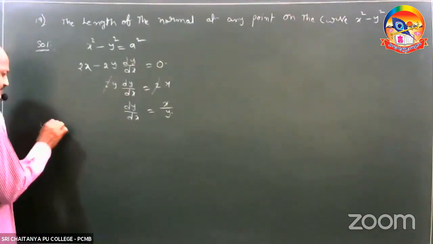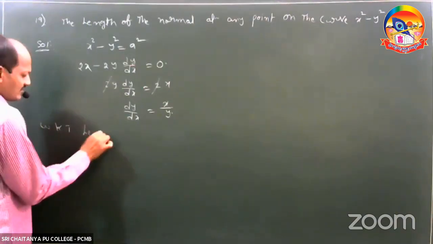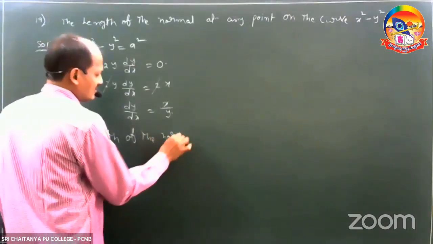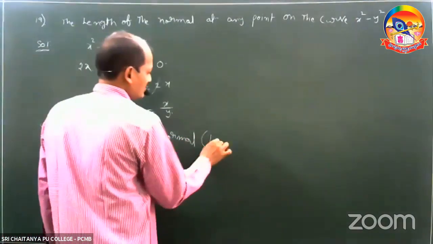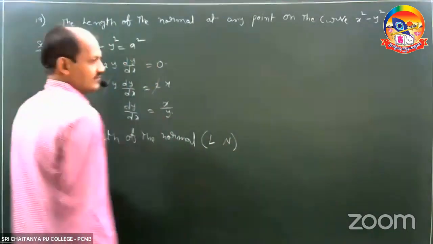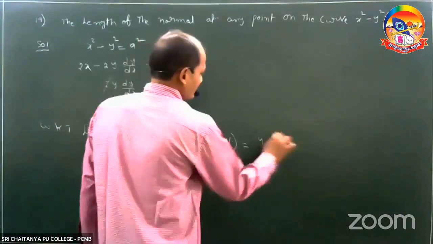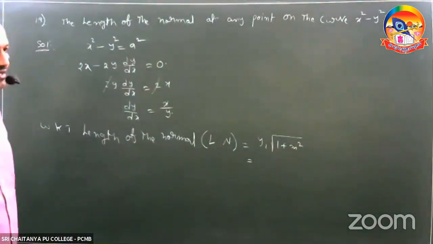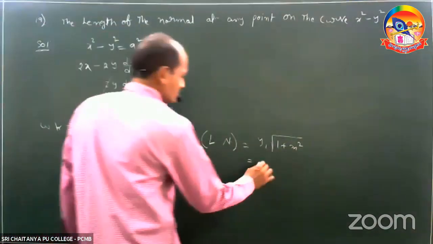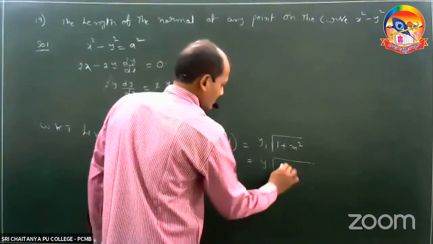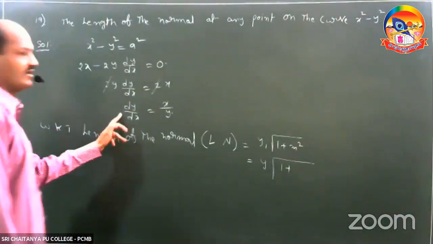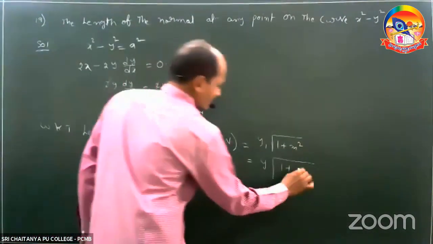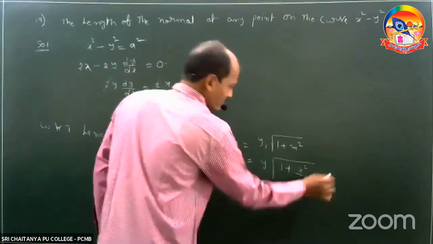What about the length of the normal? We know that the length of the normal, Ln, is y1 root of 1 plus m square. Here y1 means y at any point x comma y. So it is y root of 1 plus m square. m means slope, that is x by y. m square is x square divided by y square.